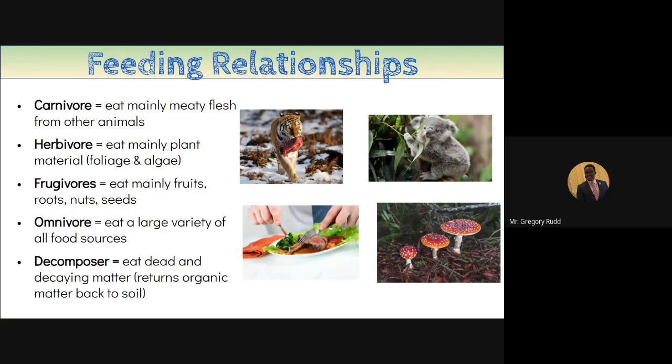And then omnivores, which eat a large variety of all food sources, and decomposers, which are an extremely important part of any ecosystem. And we'll talk more about decomposers tomorrow, but they return organic matter back to the soil. So they break down dead and decaying matter, and they extract specific chemical compounds and nutrients. And in some ways, they return those to the soil where new species and new organisms can sprout out.